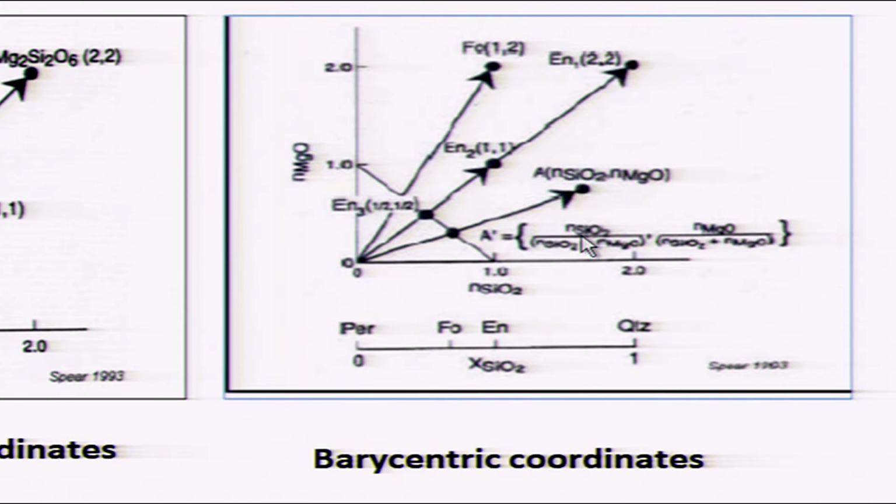For forsterite it will be 1 by 1, that is SiO2, plus 2 MgO, so 1 by 3, and this will be 2 MgO by 1 plus 2, that is 3. So, it will be 1 by 3 comma 2 by 3, and therefore it will plot here. So, this is one way of reducing the number of dimensions, and these coordinates arrived at in this fashion are called barycentric coordinates.